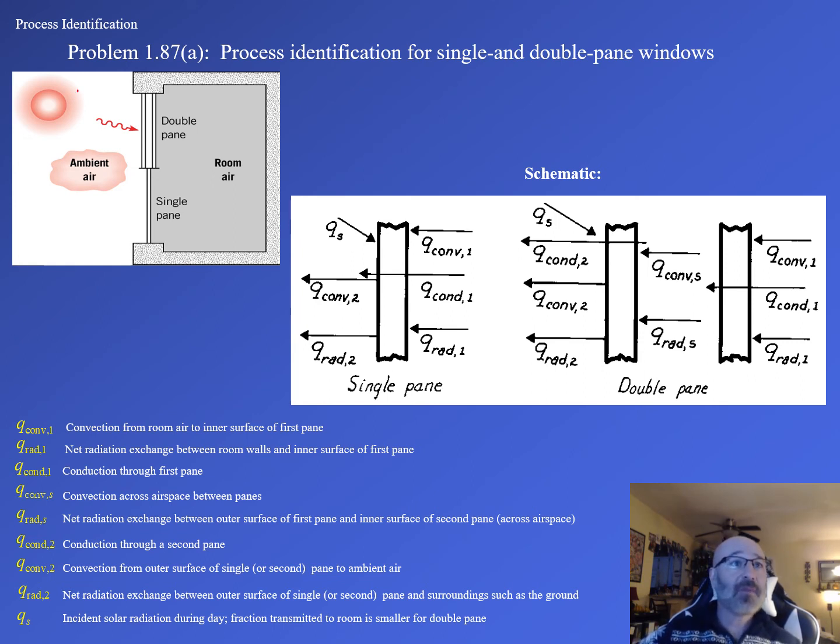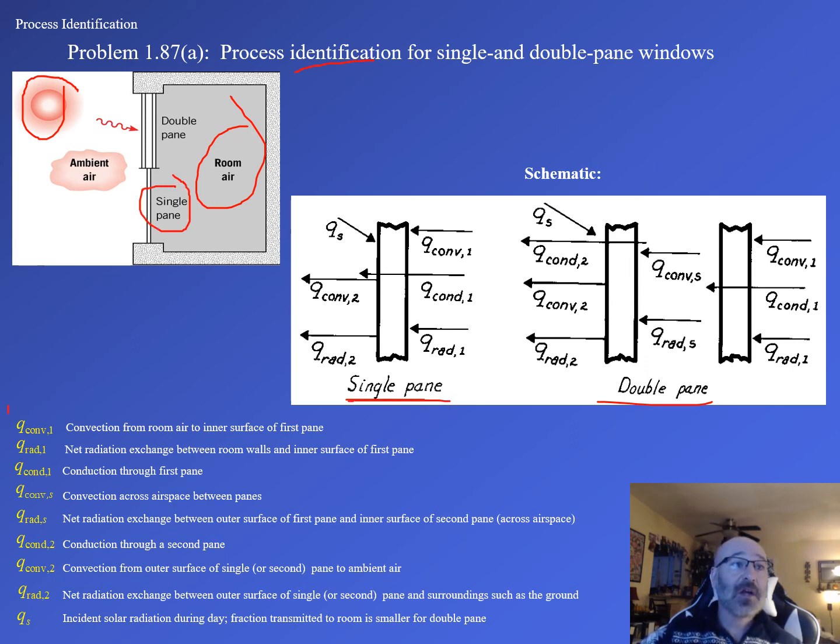So in this diagram, we have some ambient air outside, we have a heat source, and we have an inside room with its own temperature as well. And what we have here is a single pane and a double pane window. So we can break these apart as individual single pane and double pane and try to identify the process for each of these. So let's just take a look at the simple case, our single pane at the bottom right.